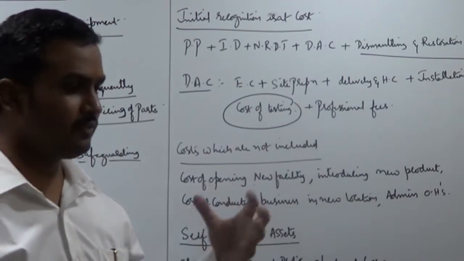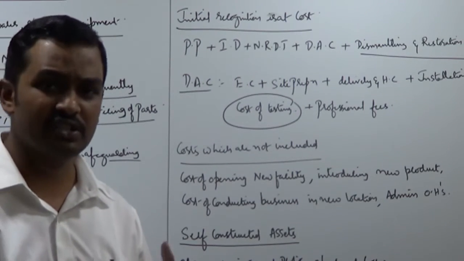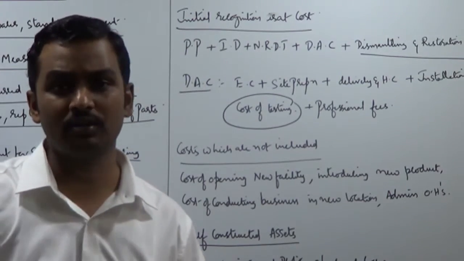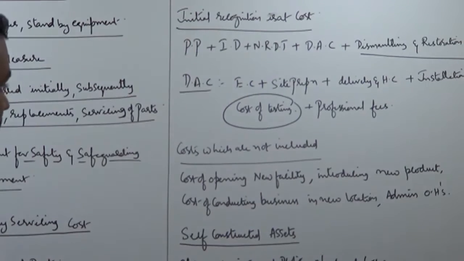Then we come to professional fees. If we have involved certain professionals who are helping us in the installation activity, and if we have paid any fees to them, those fees can also be added to the cost of the asset. So this is what will be included as part of the cost of the asset.